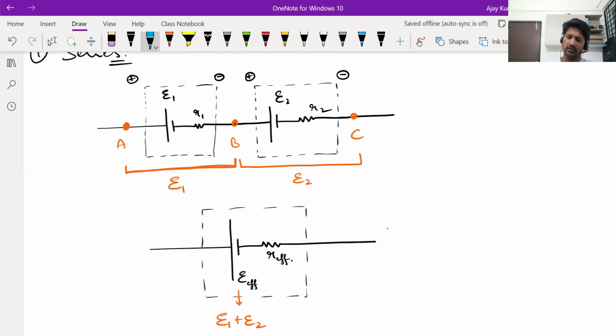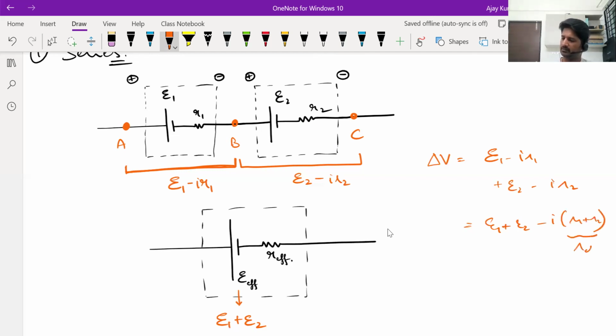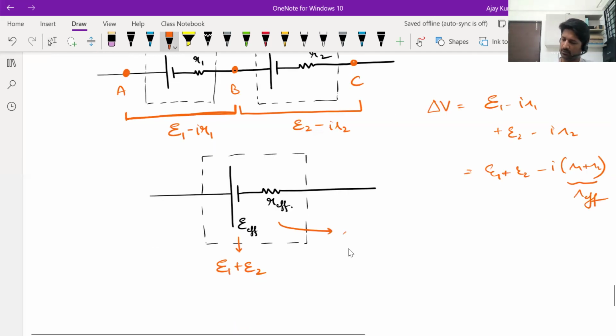If current flows, then across the first cell, let's assume normal flow of current, it will be E1 minus I R1. And across this, it will be E2 minus I R2. Then the total potential difference becomes E1 minus IR1 plus E2 minus IR2. That is E1 plus E2 minus I into R1 plus R2. So this is like the effective resistance. Just like series resistors, you can add them. So R effective becomes R1 plus R2.